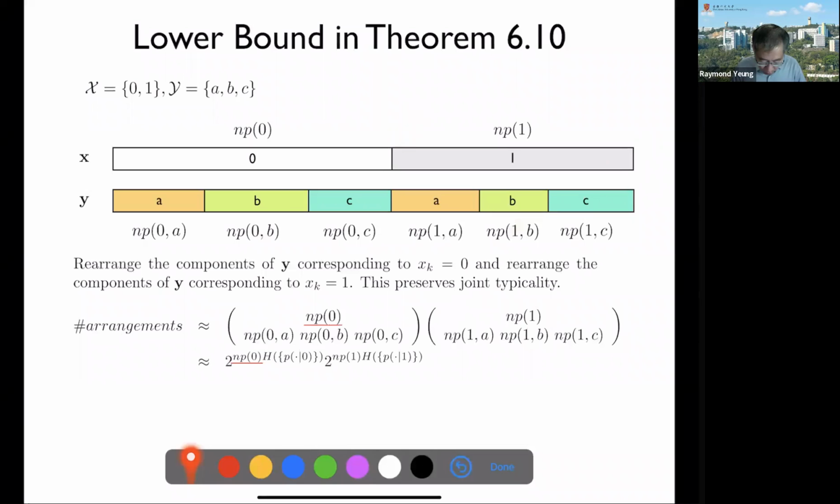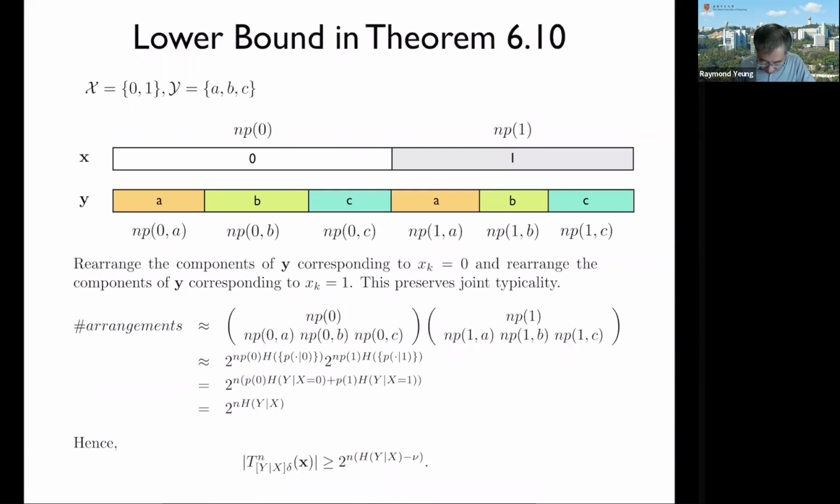Now you apply Stirling's approximation, and after some manipulation, you find that it's equal to 2 to the power n times the conditional entropy of y given x. Nothing too mysterious. It's just Stirling's approximation, but the result is very important. This proves the lower bound. The lower bound says the number is approximately 2 to the power n times the entropy of y given x. The upper bound is also approximately equal to this. So we see that the number of conditionally typical sequences is approximately 2 to the power n times the entropy of y given x.